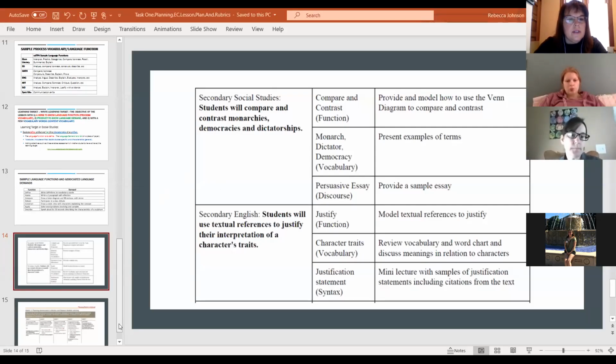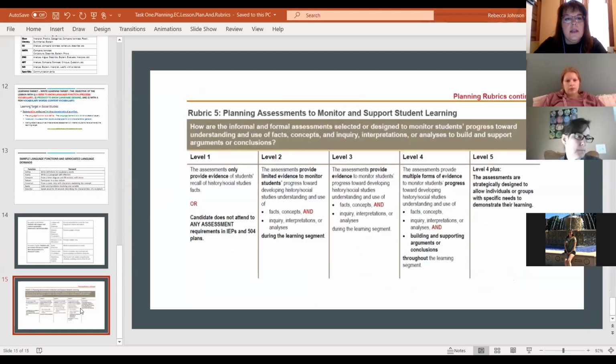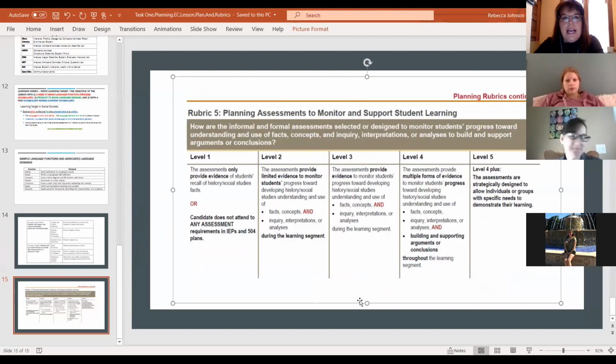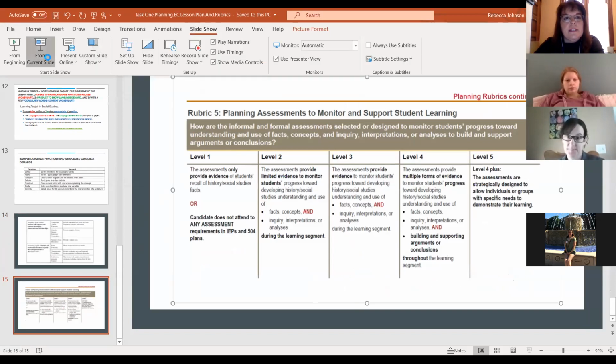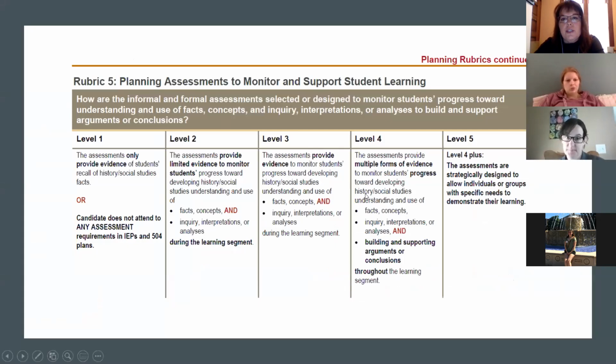All right, and then last slide. I know I'm 7 minutes over, so last slide is the planning assessments to monitor and support student learning. Okay, so this is the assessments that you use.